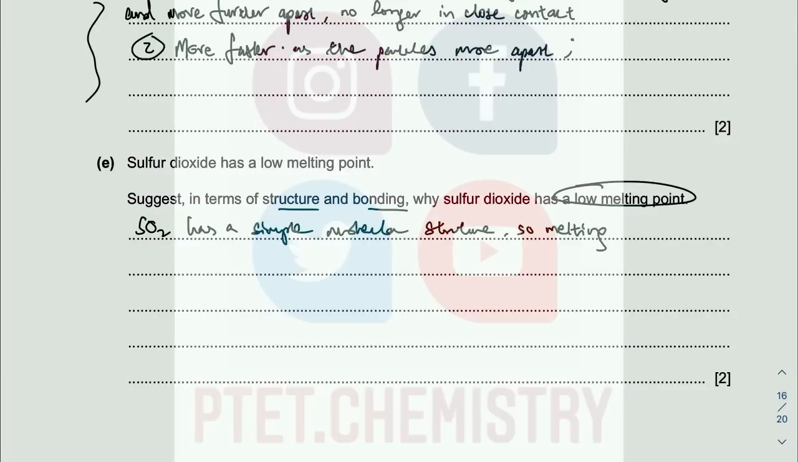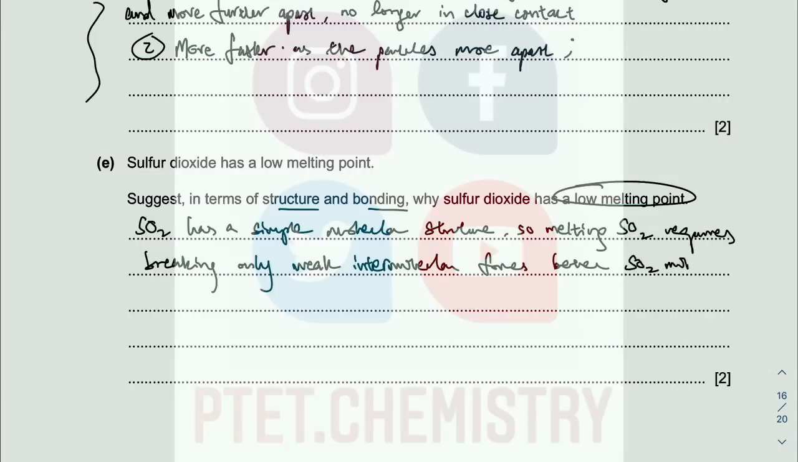Melting SO2 requires breaking only weak intermolecular forces between the SO2 molecules. Because you're only breaking weak intermolecular forces between the molecules, therefore low melting point.